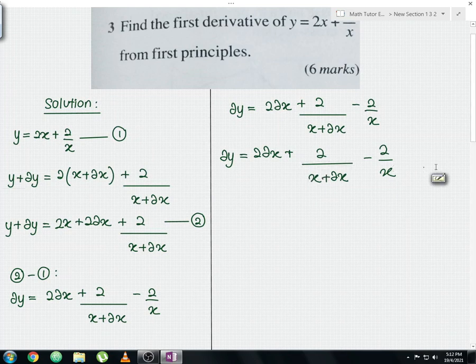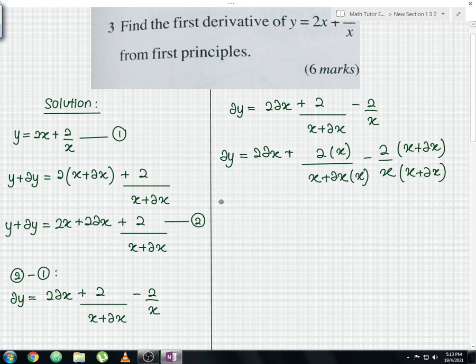So we can make the denominator the same. Let us start with the left hand side, x plus delta x. We can times the whole equation by x. Let us start with the denominator followed by the numerator over here. As for the right hand side, we can make the denominator x plus delta x. When you times the denominator, you must also times the numerator as well. So this is the basic concept, guys, to combine two fractions into one single fraction.